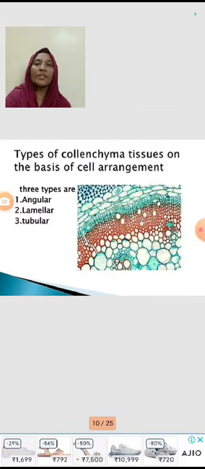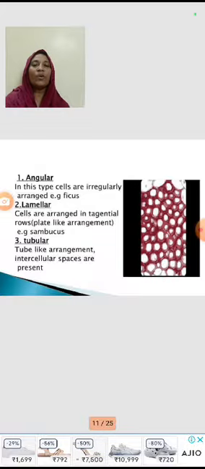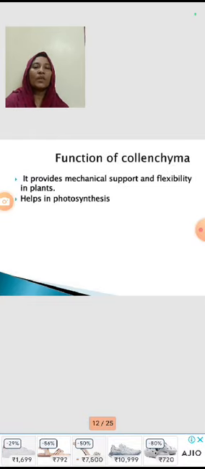Next, collenchyma is again classified into three types based upon the cell arrangement: angular, lamellar and tubular. If the cells are arranged irregularly, that is angular. If the thickening is in the tangential walls, that is lamellar. If it is in a tubular-like arrangement, that is tubular. The functions of collenchyma: it provides mechanical support, flexibility and also helps in photosynthesis.